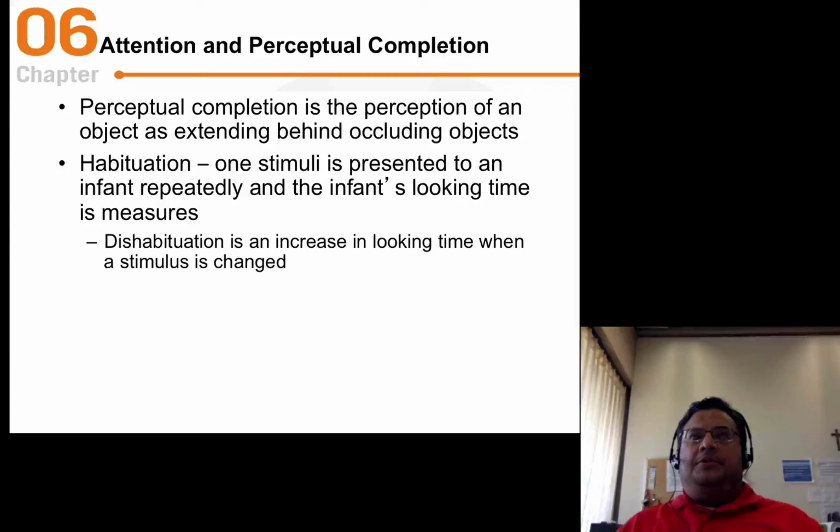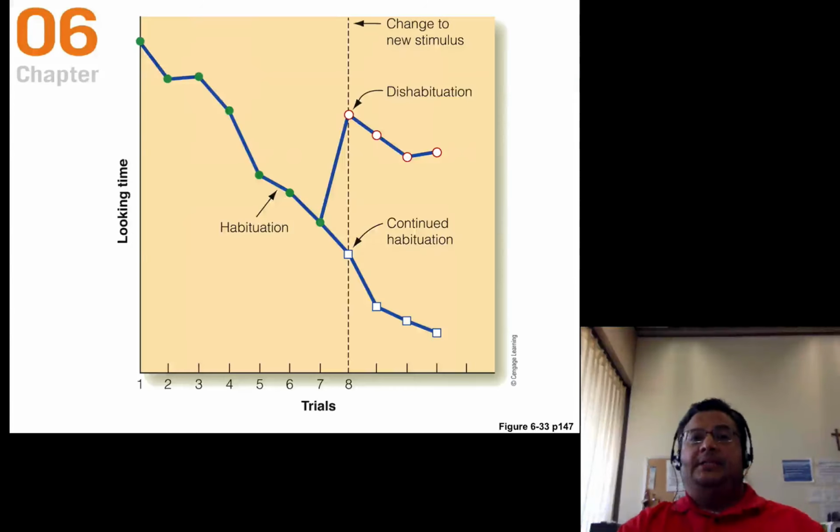Habituation occurs when you have been exposed to a stimulus for a long period of time and you quit paying attention to it. That's habituation. It's a form of learning when you've seen something and you've gotten used to it and you don't pay attention to it anymore. Dishabituation happens when you change the stimulus. If you change the stimulus, all of a sudden you'll pay attention to it. And we can measure habituation and dishabituation in babies.